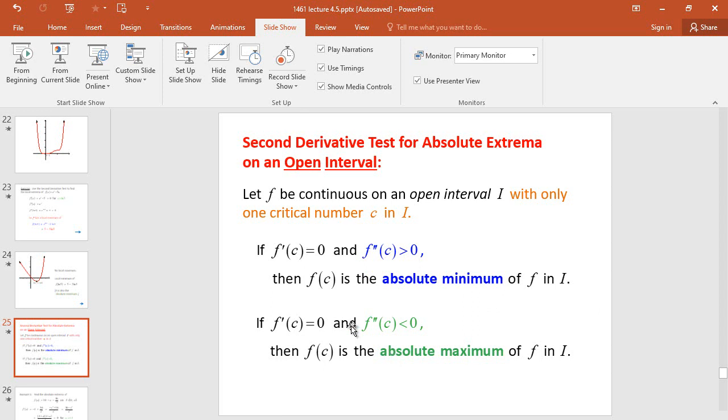Similarly, let's look at the second case. Suppose that f prime of c is 0 and f double prime of c is negative. That means that f is concave down and f has a local max at c.